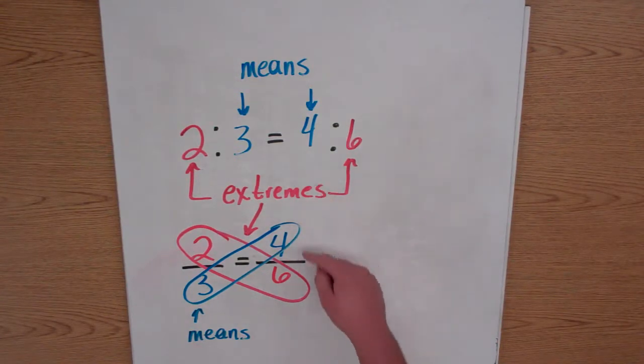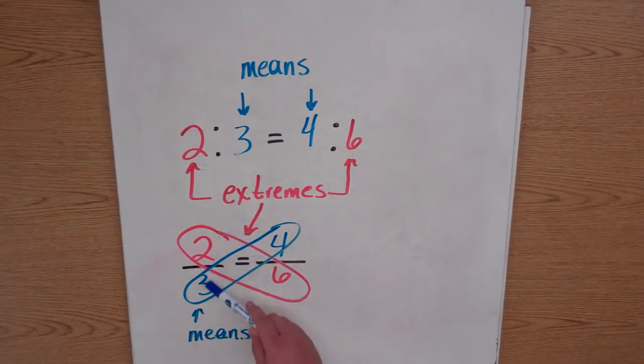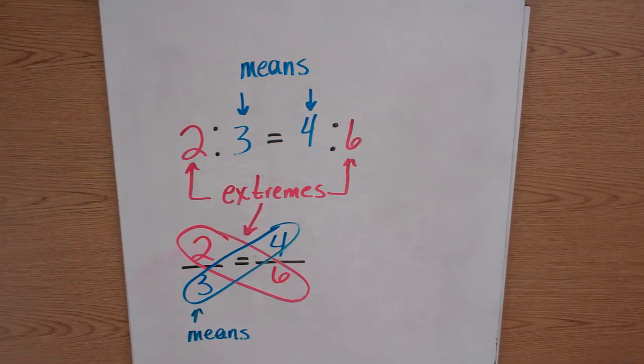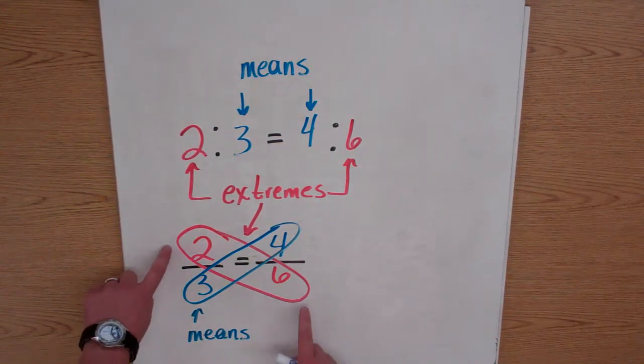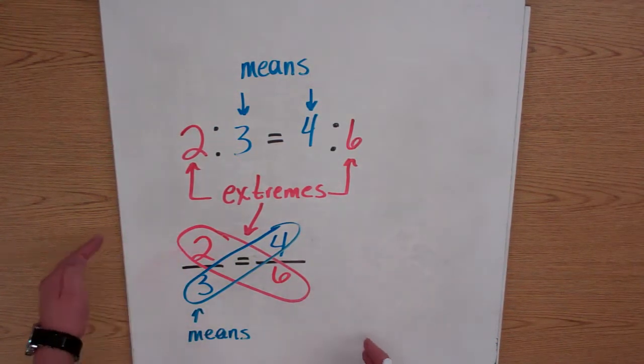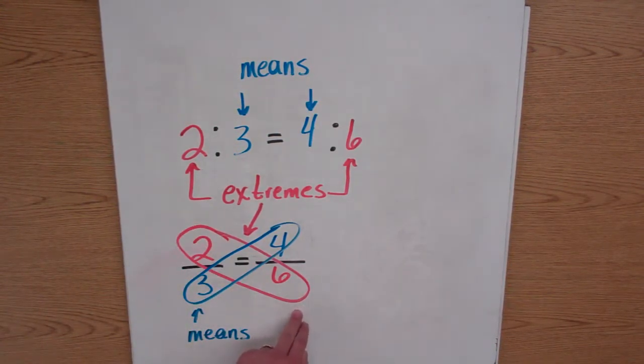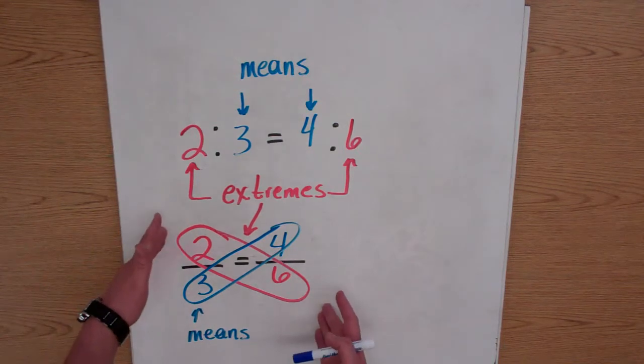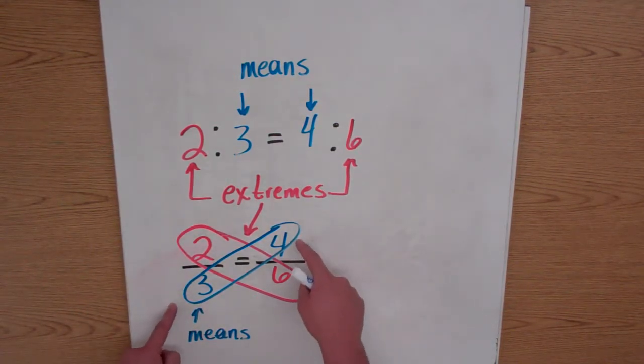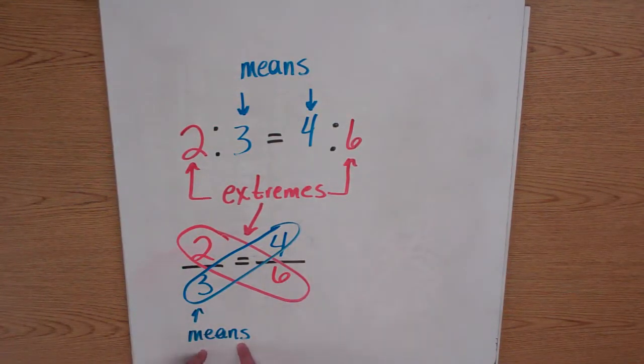Now, if you were to write this in fraction form, 2 to 3 equals 4 to 6, you can still look at this 2 and this 6 as being on the outside, because 2 is your first number, 6 is your last number. So these are on the outside. The 3 and the 4 are in the middle. So middle, means, and then your extremes are on the outside.